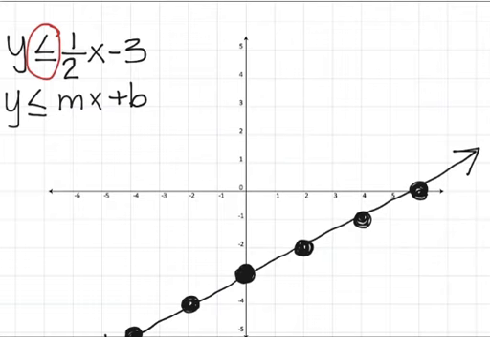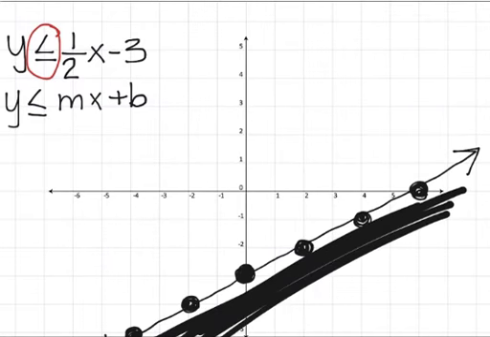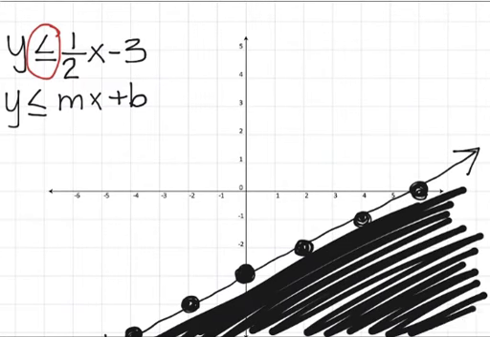Then we look at it and say, do I need to shade above or shade below? You should see that this is a less than symbol, so we will shade below. So everything down here at the bottom will be shaded in our graph. Make sure you are able to determine solid line, dotted line, shade above, or shade below.